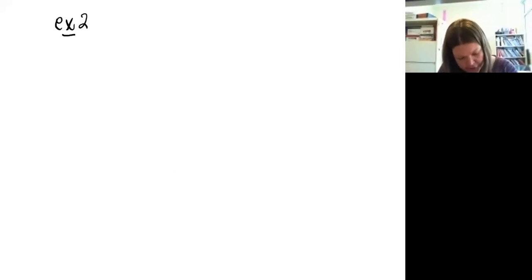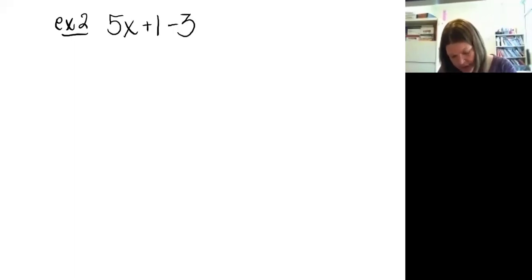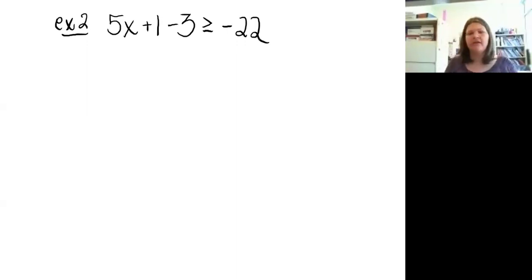My example 2, 5x plus 1 minus 3 is greater than or equal to negative 22. So once again, this is very similar to what we did last time. We can see that this is a multi-step equation to solve. And we can see here that there's some simplifying I can do before I solve.